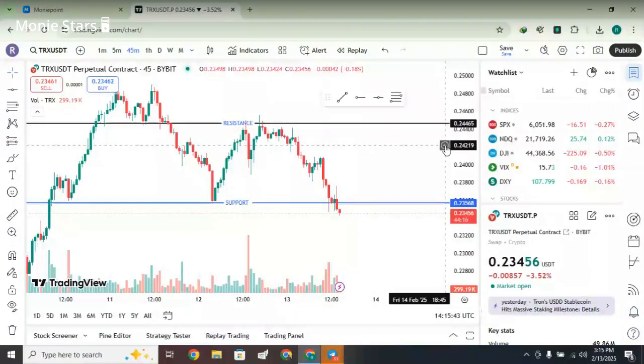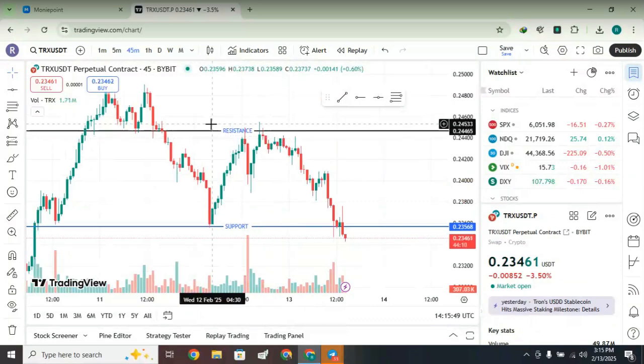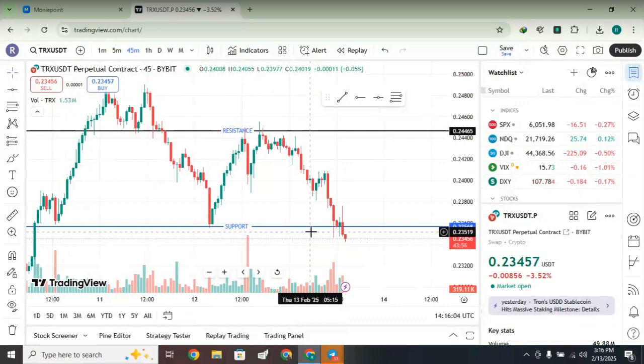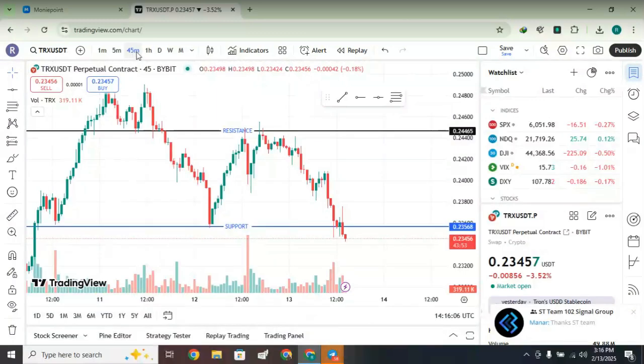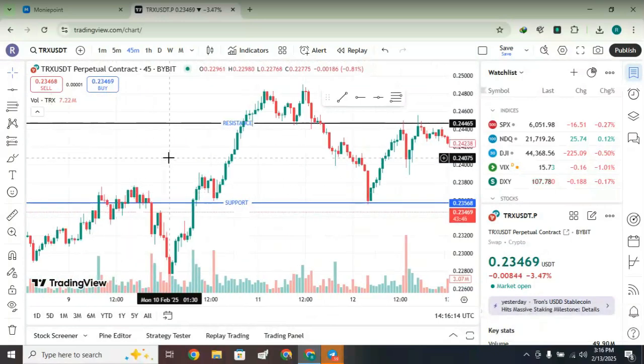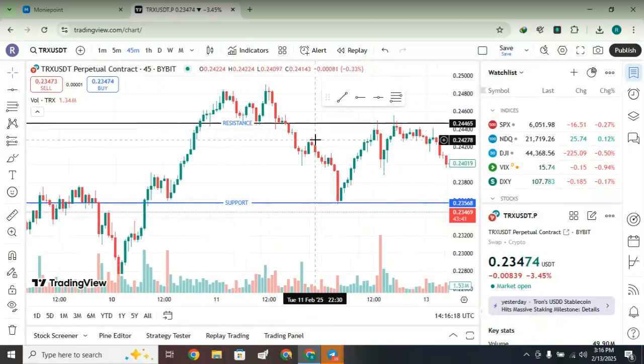Can you see my screen? I can see your screen. Go ahead. All right, so this is resistance. I'm using Tron USDT. This is a resistance, and this is the support line, the current support. I'm using a 45-minute timeframe. I think that's what I have currently.